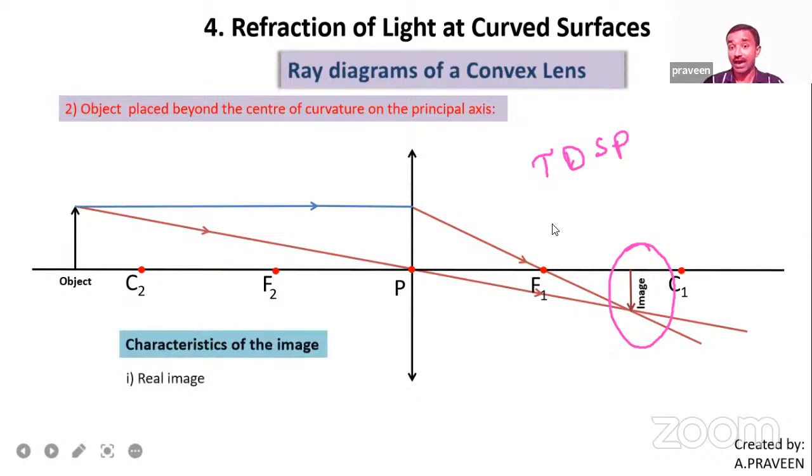The first one is real, because I obtained it by actual converging of light rays at this place. The image is real because they are directly converging at this place. The next, direction: it is downward, below the principal axis. So what can we write? Inverted image. If the direction were above the principal axis, it would be an erect image. Otherwise, inverted image, downward.